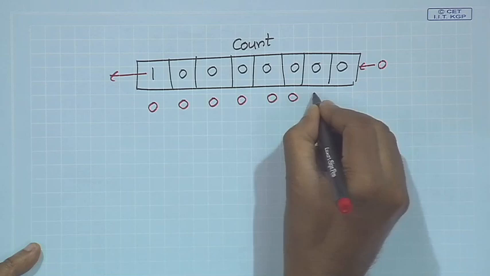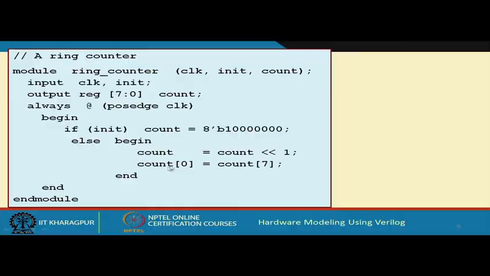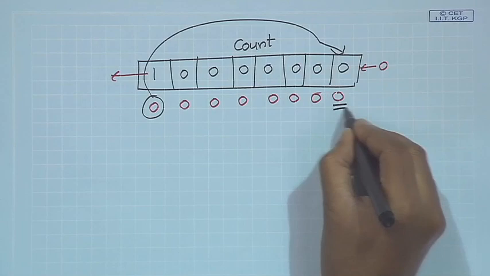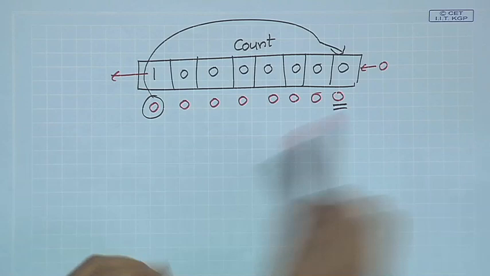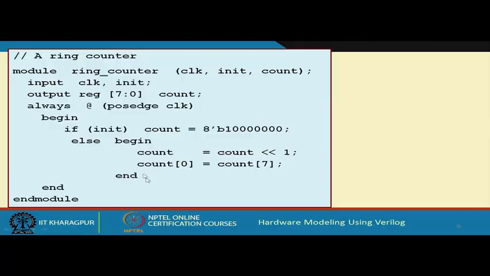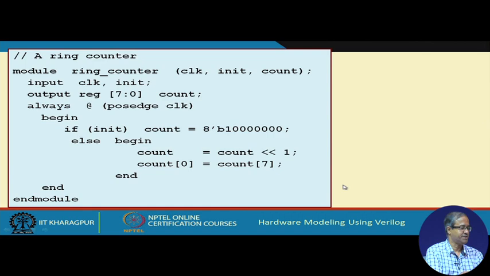So, after the shift left, this 1 will disappear, and then you are saying count 0 equal to count 7 to make the rotator, but this count 7 has already become 0. So, even if you store this 0 here, this value will still remain 0, this 1 will not come back. Okay? So, after a rotate operation, after this begin end block, the count value will become all 0, and after that it will remain all 0. Okay? So, this is not a correct description of a ring counter.